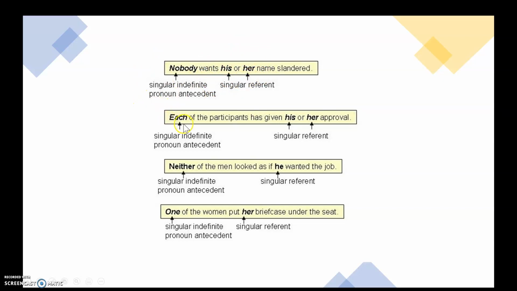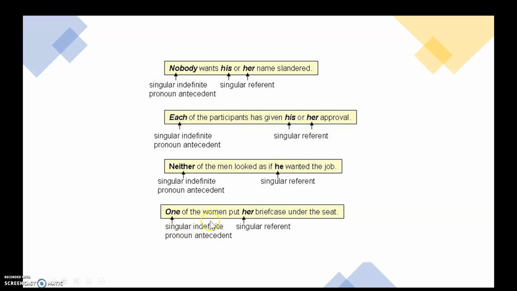Same with each. Each is only one individual. It's a singular indefinite pronoun, so we need singular pronouns replacing it. Neither, it can only be one. So it has to be singular. One, well, one by definition is one.